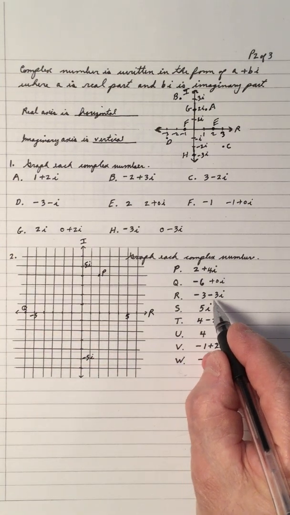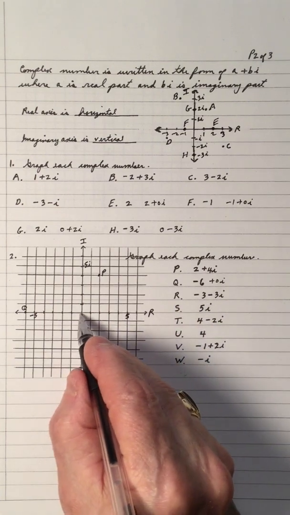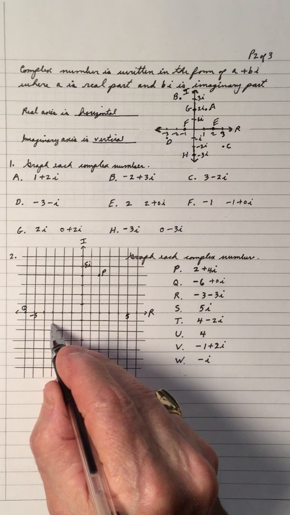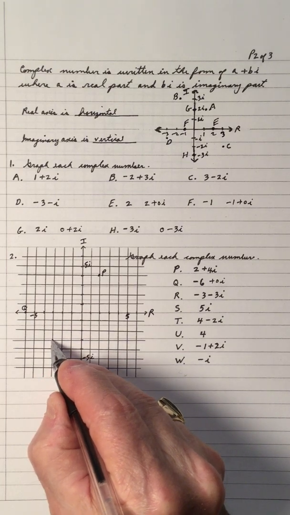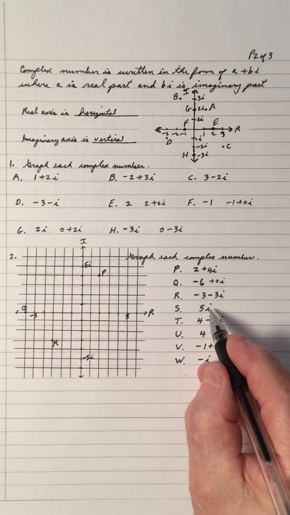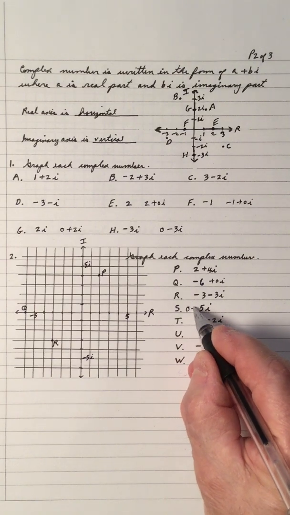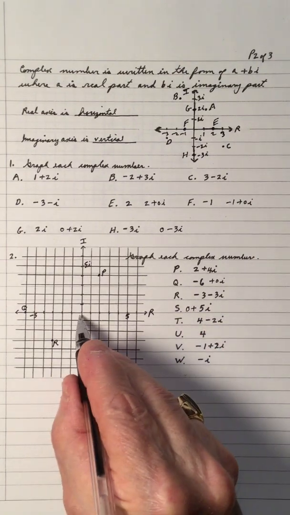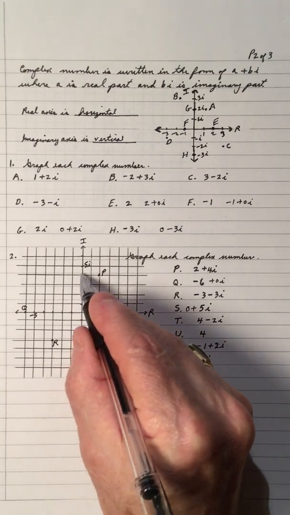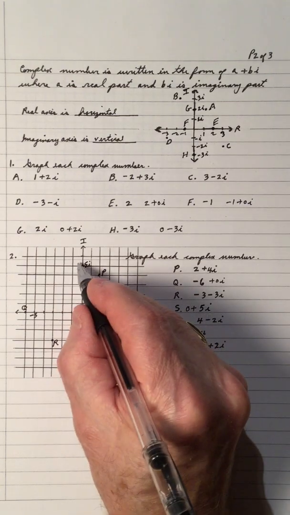R is -3 minus 3i, so -3 on the real. We start here, -3 on the real is right there, and -3 on the imaginary is right there. So that point there is R. S is 0 plus 5i, so 0 on the real, which is here, 5i is right there. So that's 0 plus 5i, and that's S.